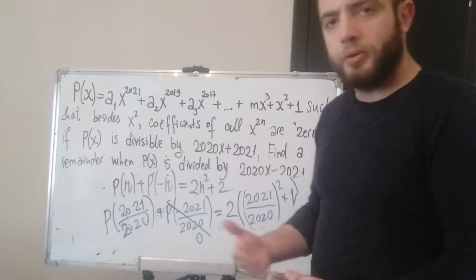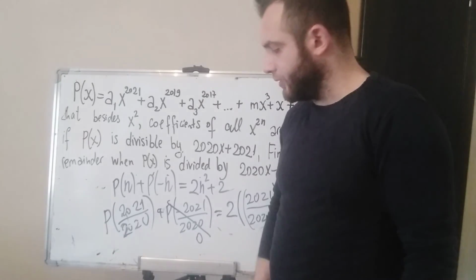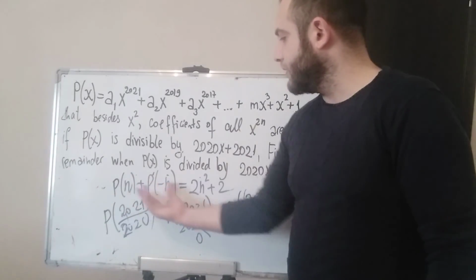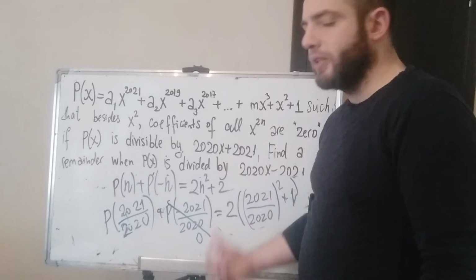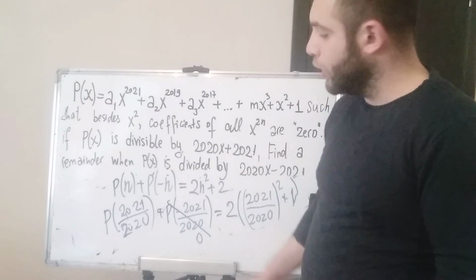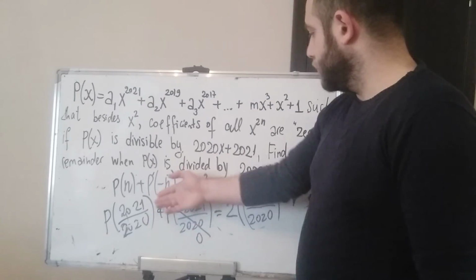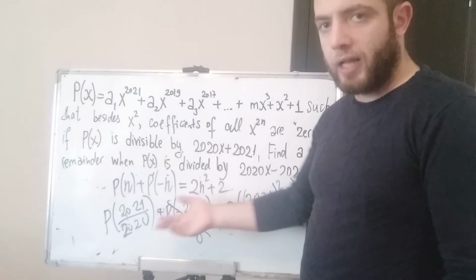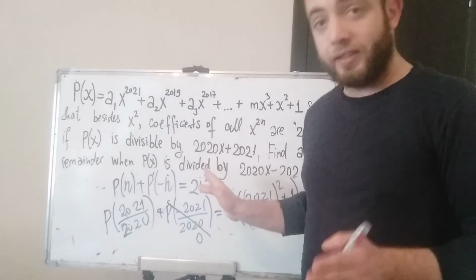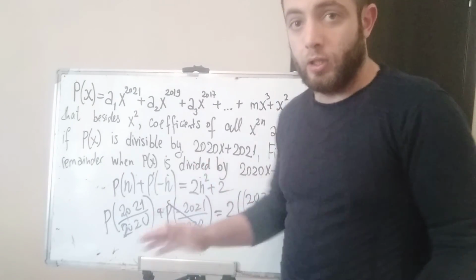The others will just be removed, cancelled. So their sum will be 2 times n squared plus 1, or 2n squared plus 2. Then we just plug in the values and find what we need. So that is the result. That's the answer. See you guys.